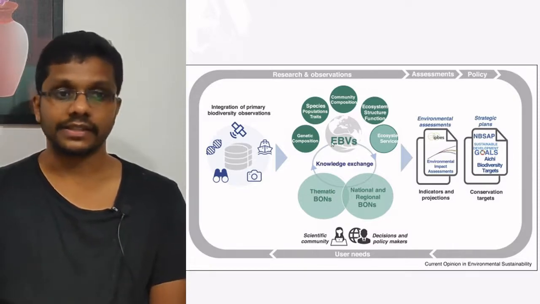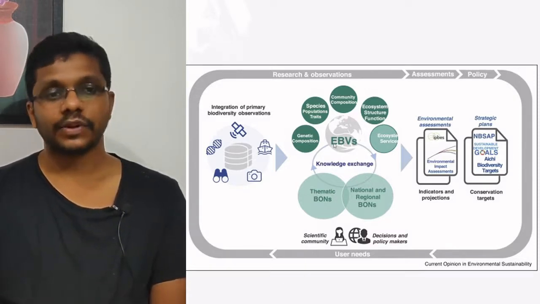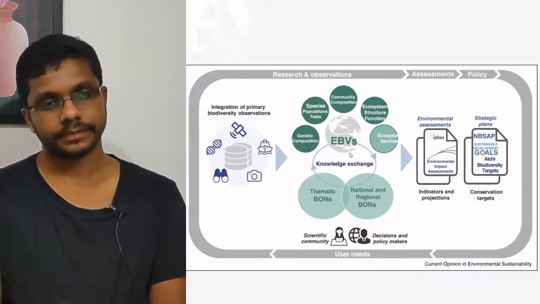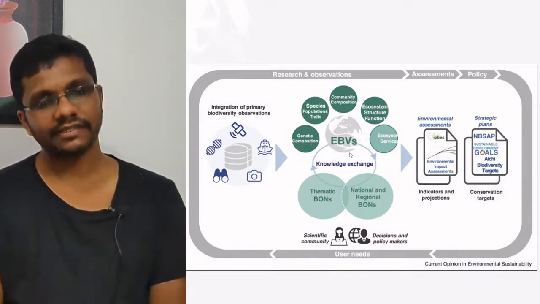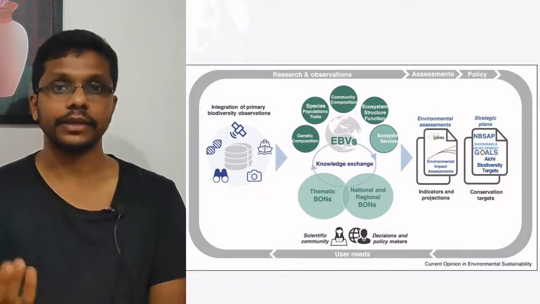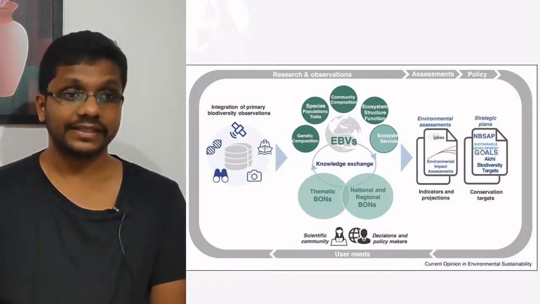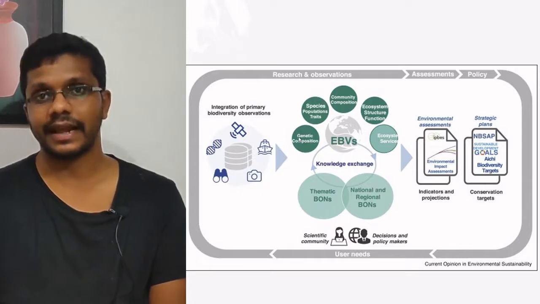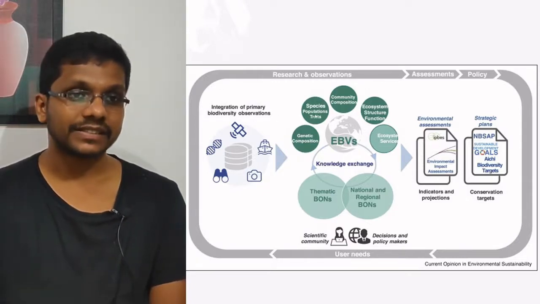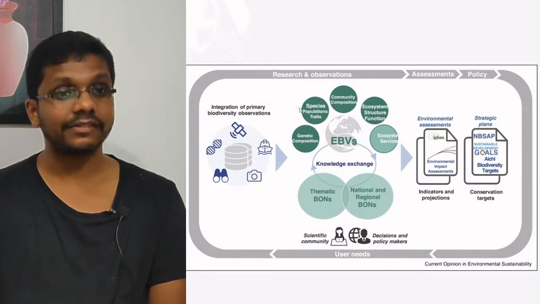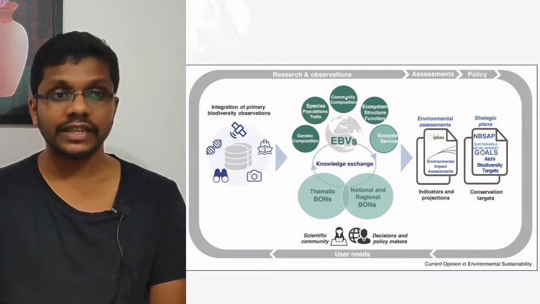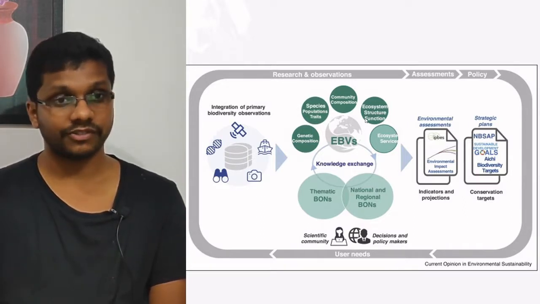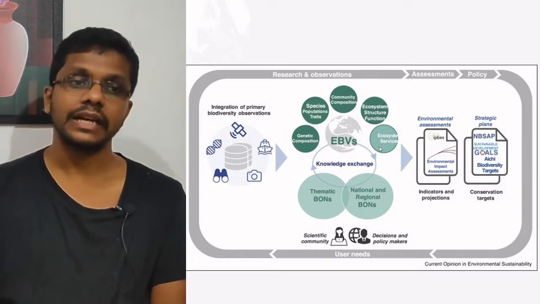Secondly, we go for EBVs. EBV stands for essential biodiversity variables. So whatever data we are getting, we are converting it into EBVs. EBVs include the genetic composition that represents the allelic diversity, species population traits, the species diversity, then community composition, ecosystem structure, ecosystem function, and ecosystem services.